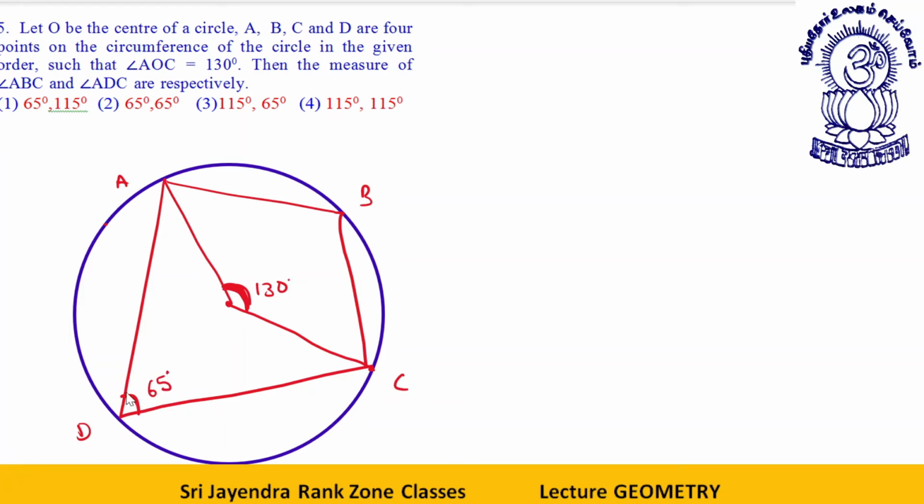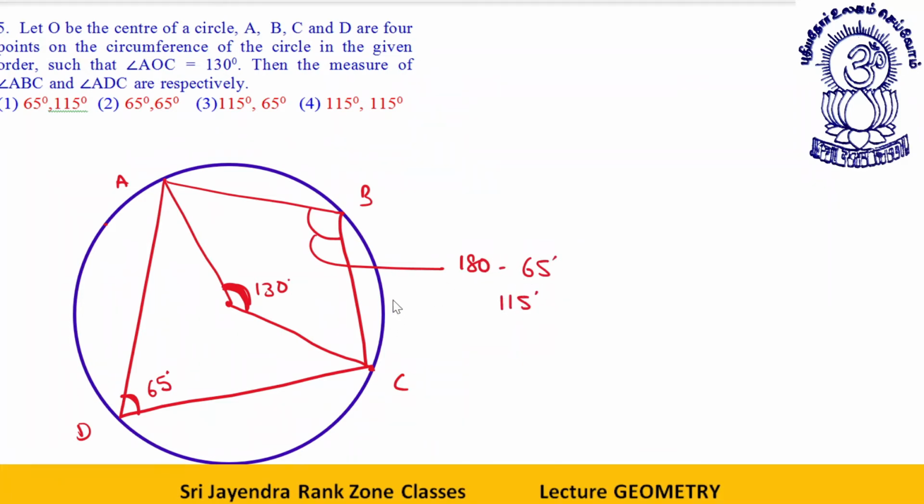If this is 65 degree, what will be the angle at this side? These are the opposite angles of a cyclic quadrilateral. When these are opposite angles of a cyclic quadrilateral, what will their sum be? Their sum will be 180. So this angle will be 180 minus 65 degree or 115 degree.